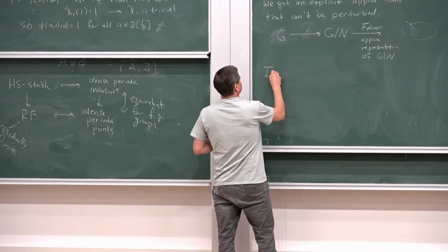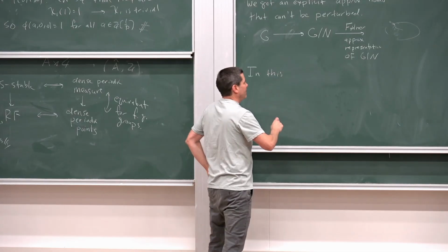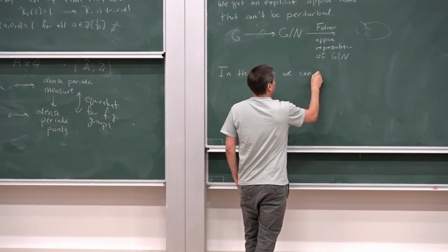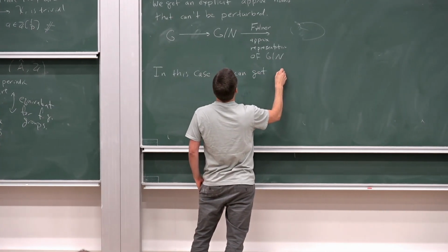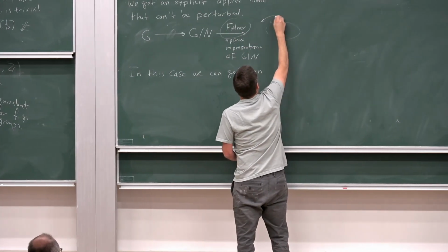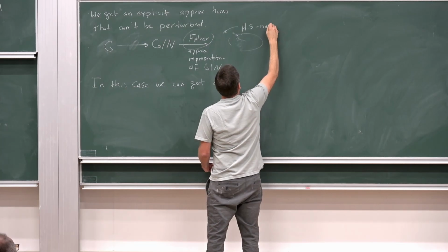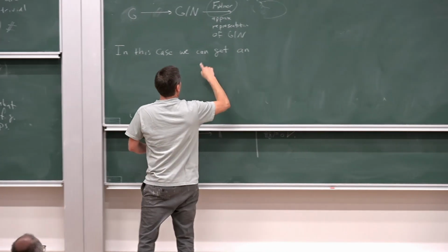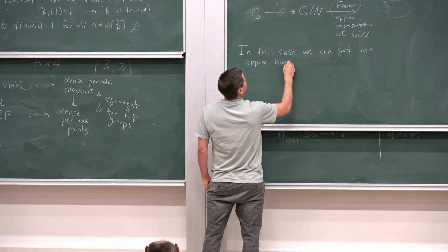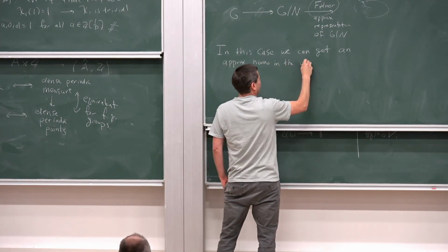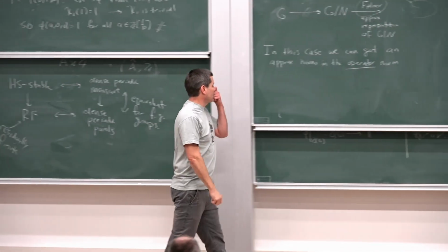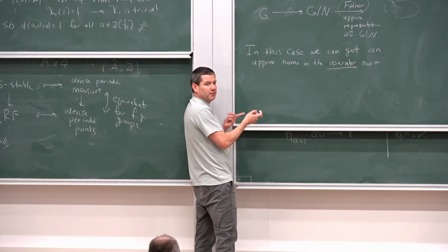But in this case, this is purely dynamics. So in this case, we can get, so just Fulmer, so that means approximate in the Hilbert-Schmidt norm. But in this case, we can get in the operator norm. Just stronger than that. That can't be perturbed in the Hilbert-Schmidt norm.